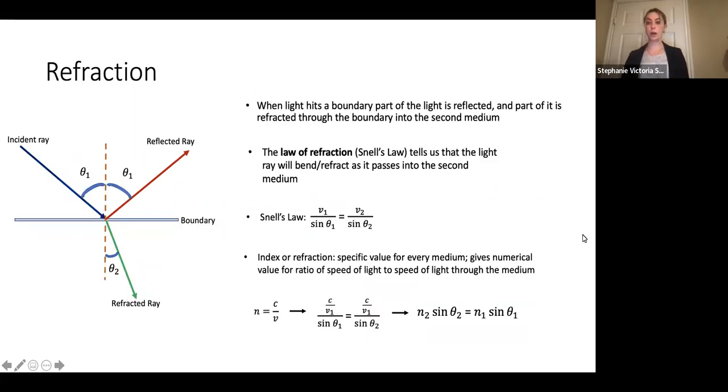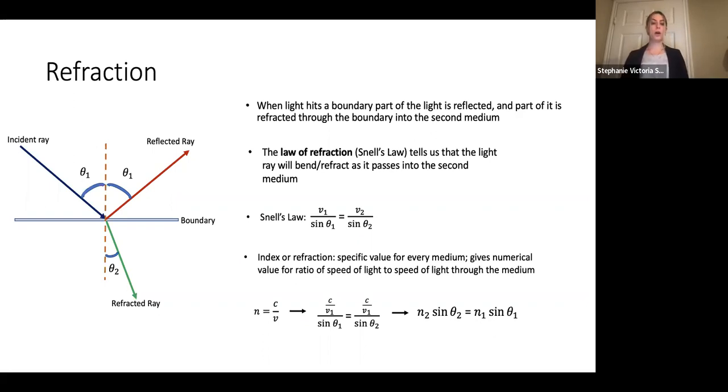Now we can also talk about refraction, where we still have that normal line on our boundary. But in this case, we're dealing with something like a piece of glass rather than a mirror. So we have our incident light ray coming in at our incident angle to the normal line. And part of that light ray is reflected back, as in the case with the mirror, but some of the light passes through the boundary and it's refracted.